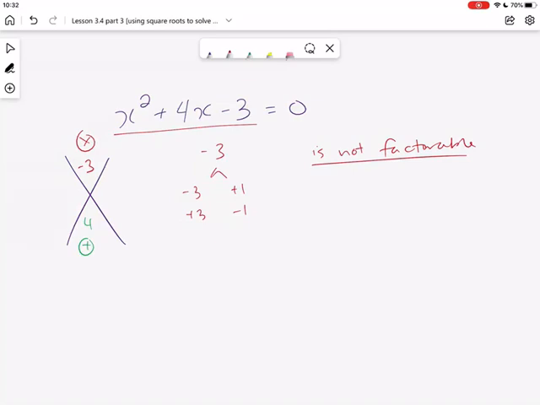So what do you do in this situation? Our first place to go would be to try and factor this, but now that I know that I can't factor it, what do I do? So have a think, put me on pause. Is there a strategy that you can come up with? What would you do to try to solve this?